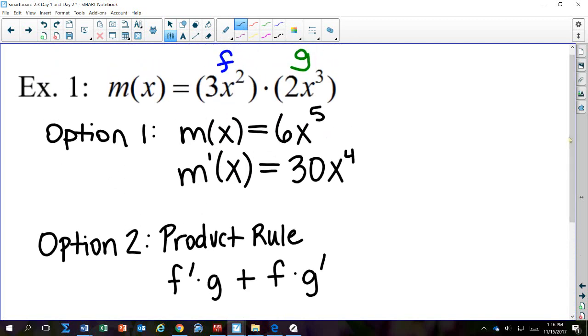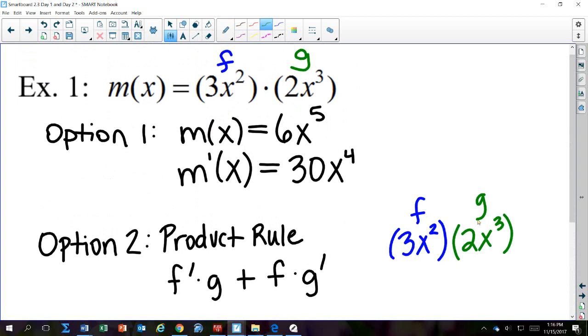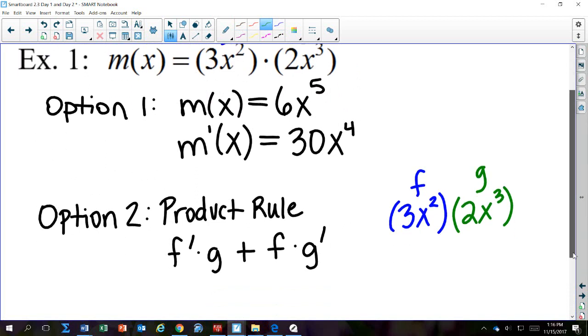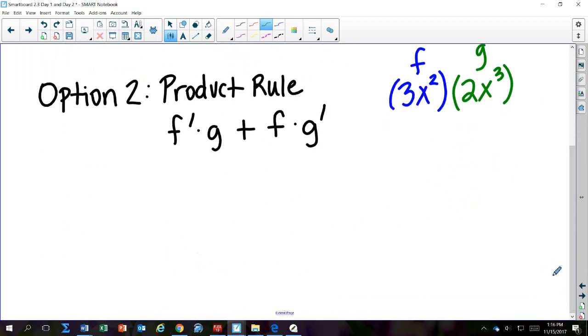I just labeled this. Here, I'll rewrite it down here. I'm thinking of 3x squared like it's my function f, and I'm thinking of 2x cubed like it's my function g. We have two functions that are being multiplied together, and I want to take the derivative of that. And here's what I do. I take the derivative of the first. What would be the derivative of 3x squared? 6x. Times the second. I'm just multiplying it by whatever g is. I'm not changing g at all.